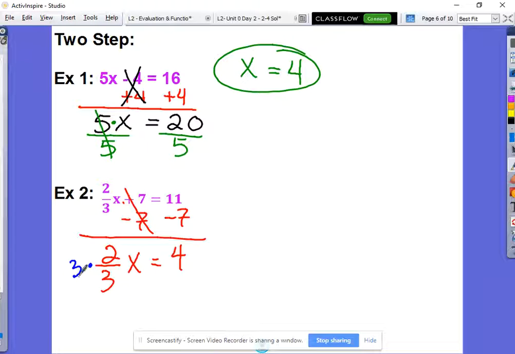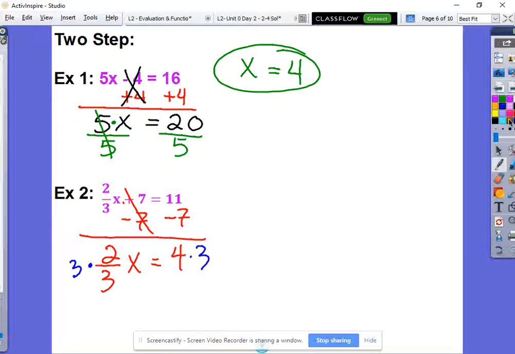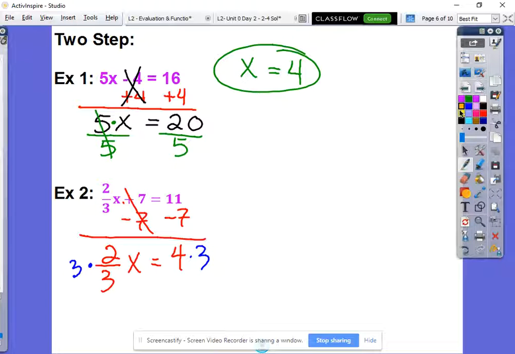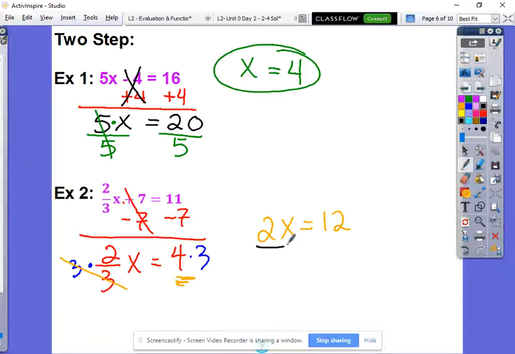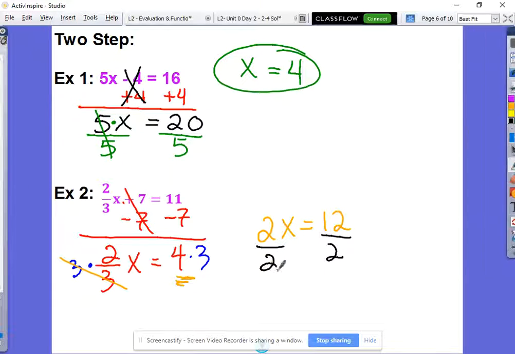So I have to multiply on the left, and as soon as I multiply on the left, I also multiply on the right. So what that does is the 3's here cancel out because 3 divided by 3 is 1. So that cancels out, and we're left with just a 2x. 2x equals 4 times 3 is 12. And so last but not least, we can now divide both sides by 2, and x equals 6.